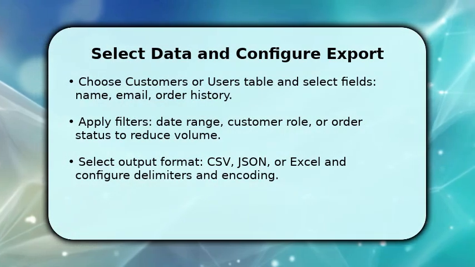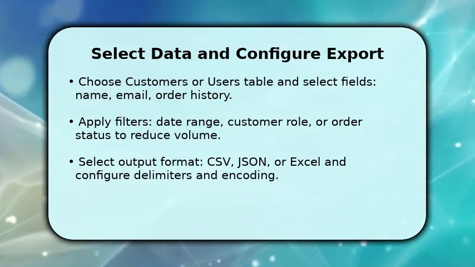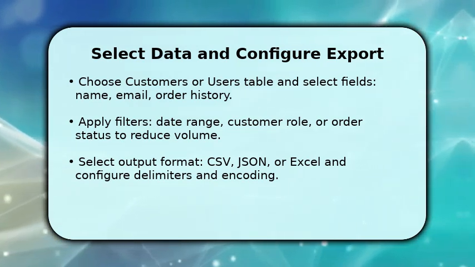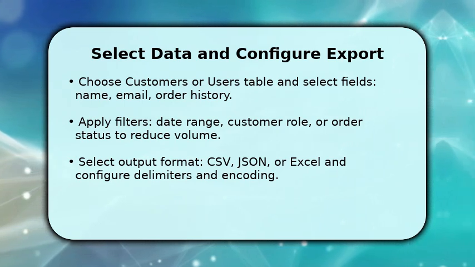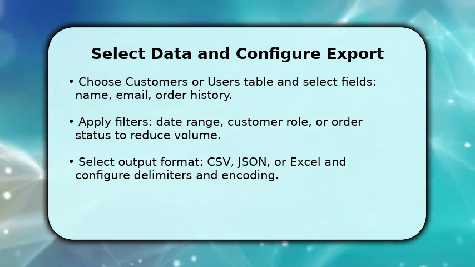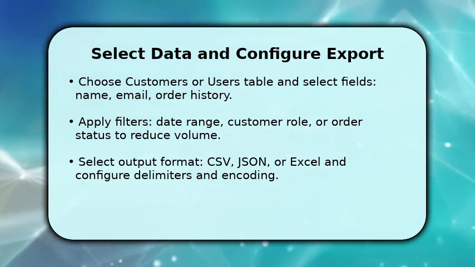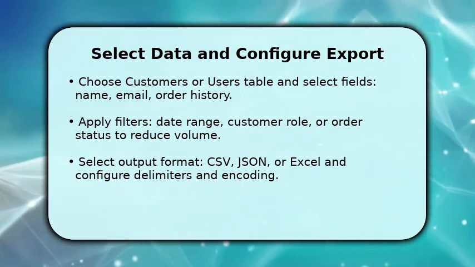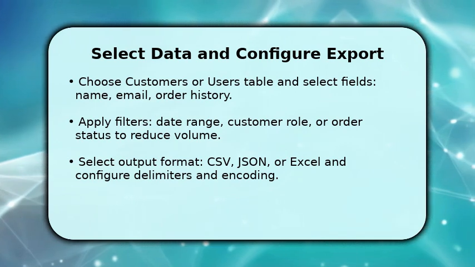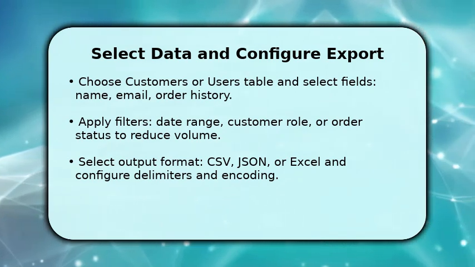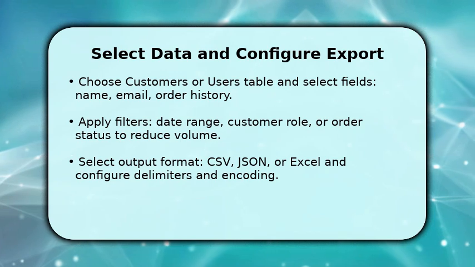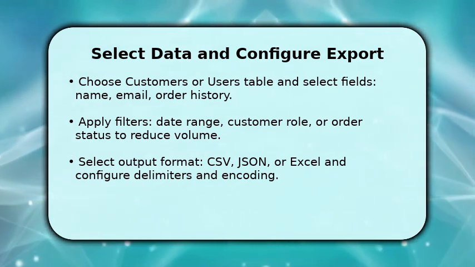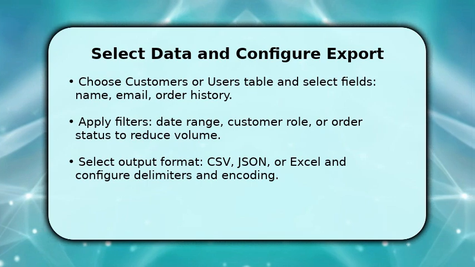Now you pick exactly what to export and why. Choose customers or WordPress users, then select fields like name, email, billing, shipping, and order totals. Make sure to apply filters for date range or order status so you only extract relevant records and keep file size manageable. Next, choose the format: CSV for spreadsheets, JSON for integrations, and set delimiters and UTF-8 encoding to avoid character issues. Double-check column mappings so custom fields export into clearly labeled columns.